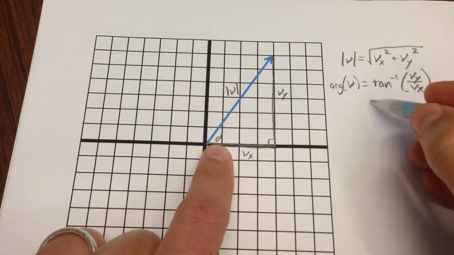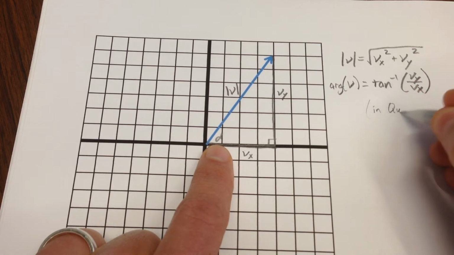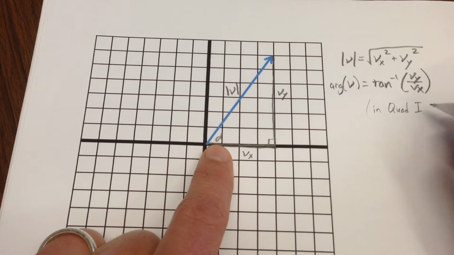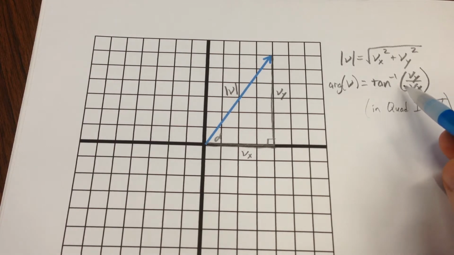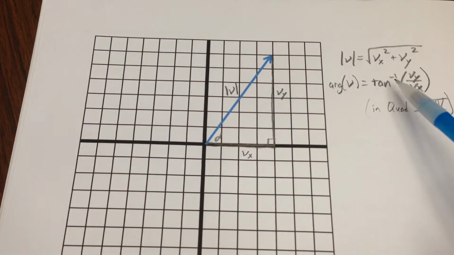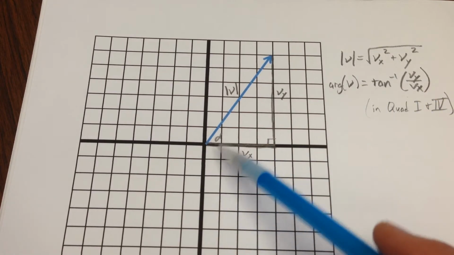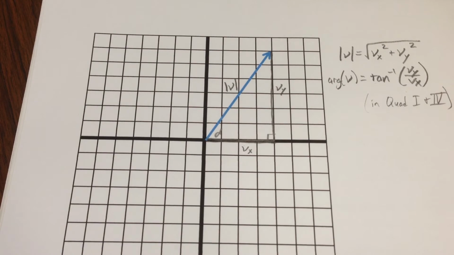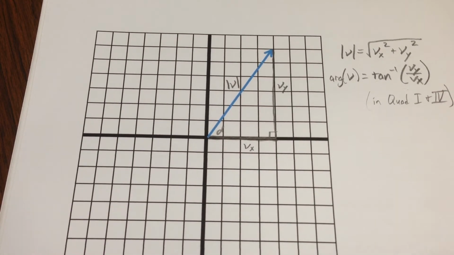Now, I should put in the caveat that that works in quadrants 1 and 4, right? Because tan inverse assumes that an angle is in quadrant 1 or 4. If you're in the other quadrants, you're going to have to use your noggin about how to take the angle it gives you, assuming you're in these quadrants, to put it in the quadrant the vector is actually in. So let's think about that for an actual problem.